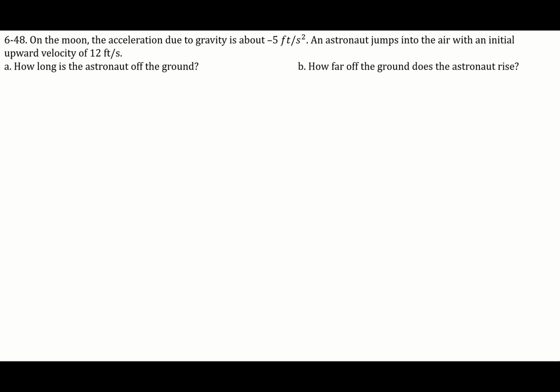On the moon, the acceleration due to gravity is about -5 feet per second squared. An astronaut jumps into the air with an initial upward velocity of 12 feet per second. A, how long is the astronaut off the ground?